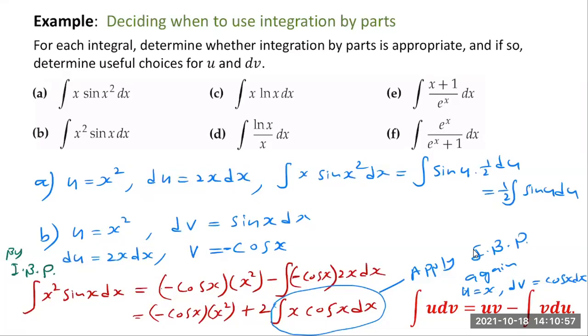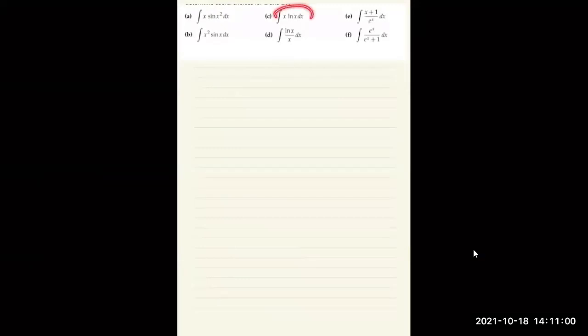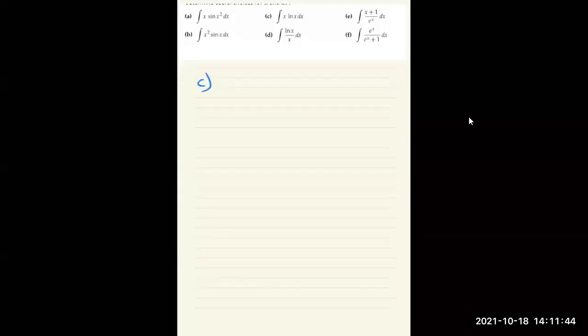All right, next let's move on to the next part. What about this one? In this case, for part C, I'm going to choose to go with integration by parts. I'm going to choose u to be ln of x and dv to be x times dx. Okay, I'm going to make that choice.